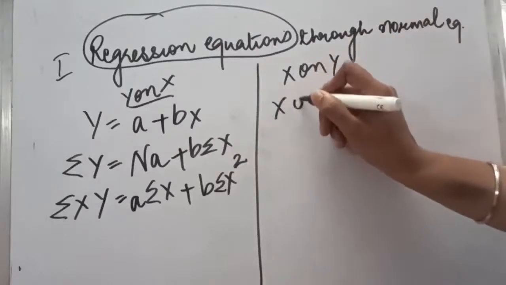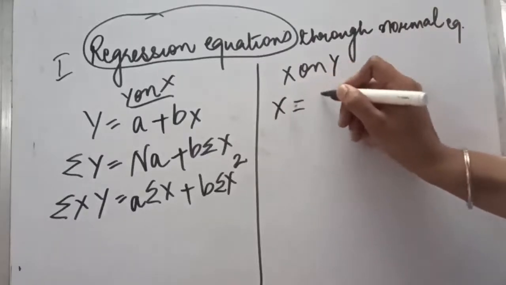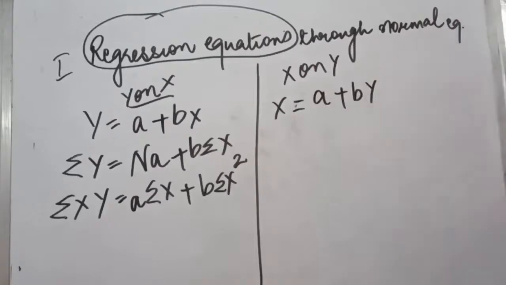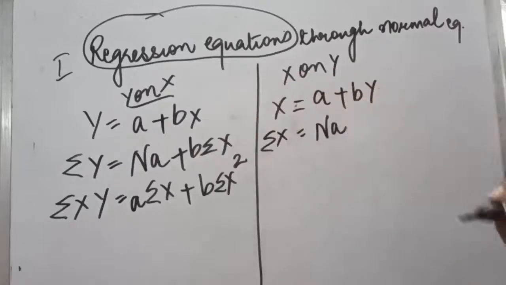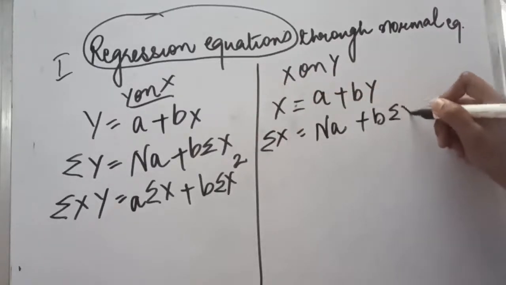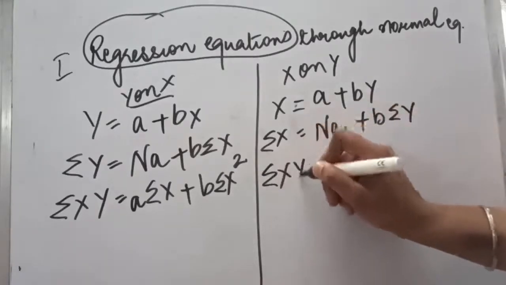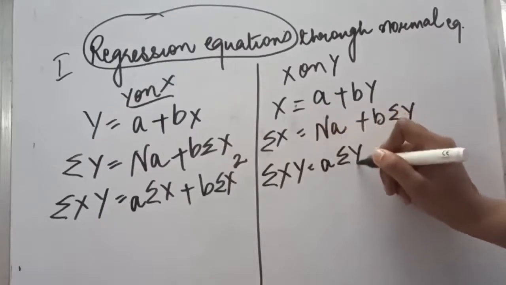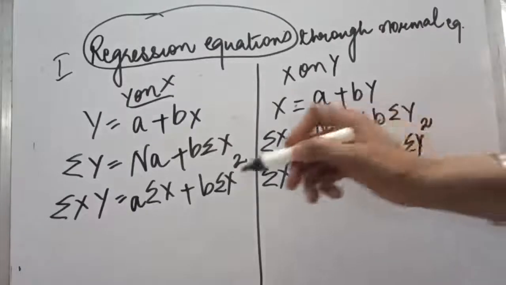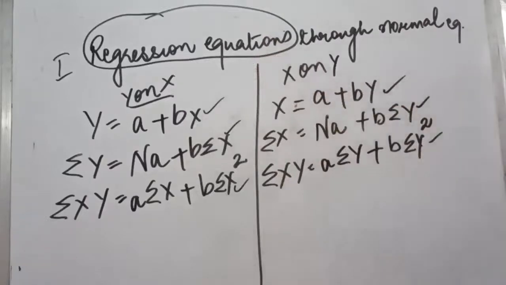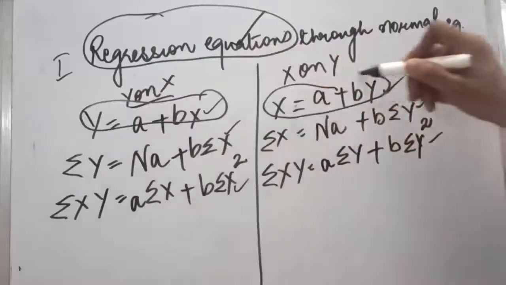Similarly, when you have been told to calculate x on y equation, in this case our x will be on the left hand side. So x is equals to a plus b y. So again multiplying both sides with sigma, it will be sigma x is equals to na plus b sigma y. Then multiplying both sides with y, so it will be sigma xy is equal to a sigma y plus b sigma y square. So finally we will make use of all these equations in this first method and we will have to reach at this regression equation with the help of these two main equations.